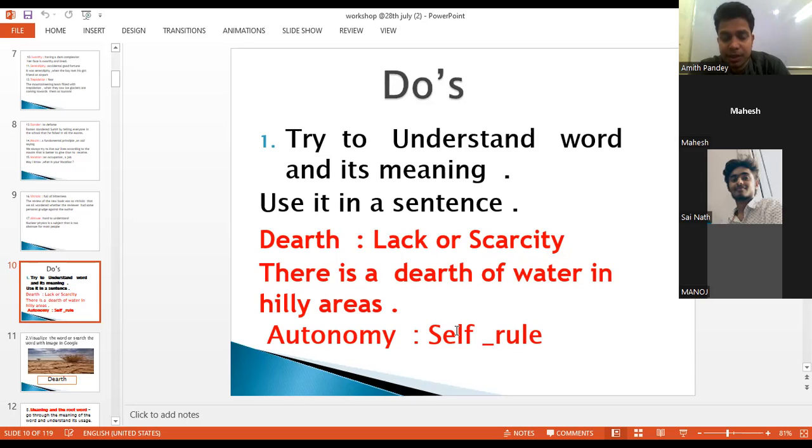Now there is a word for you, which means self-rule, and the word is autonomy. It is you who have to note it down. Please mute yourself as I told you. So autonomy, which means self-rule, and you just try to find out what can be the possible sentence for that.